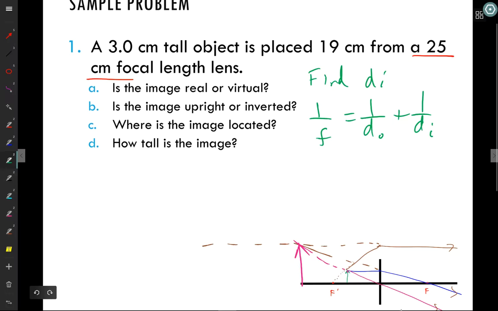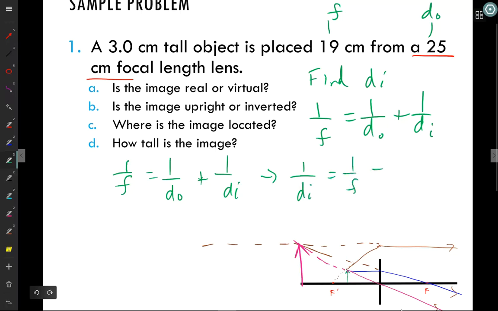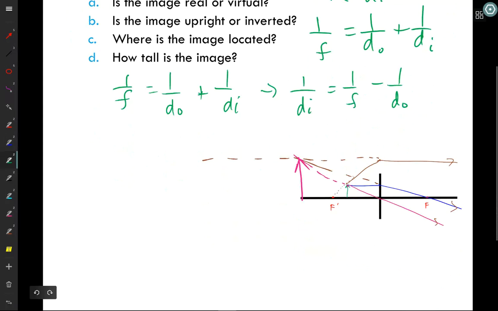And so I'm going to identify my values. There's F. There's distance object. So 1 over F equals 1 over distance object plus 1 over distance image. Solve that for distance image. 1 over distance image equals 1 over F minus 1 over distance object. Put in my numbers. 1 over 25 centimeters minus 1 over 19 centimeters. And so now I have to get out a calculator. I cannot do that in my head, friends. That would be about negative 0.01263.